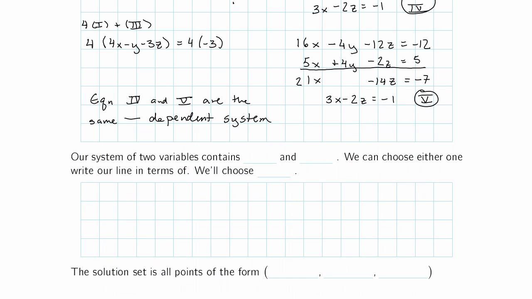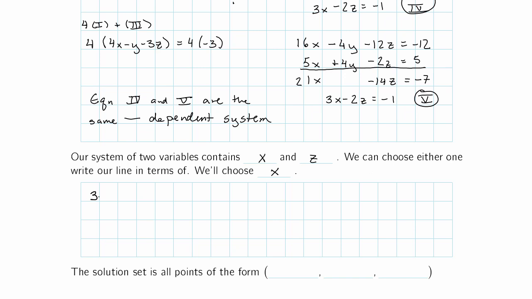So this system now, it's actually only one equation, but it contains the variables x and z. We can choose either one to write our eventual line in terms of. I'm going to choose x because I like having an x, right? Writing everything in terms of x feels nice.